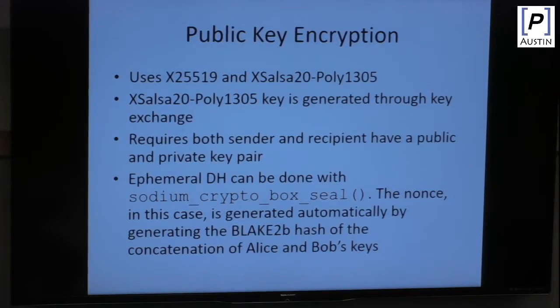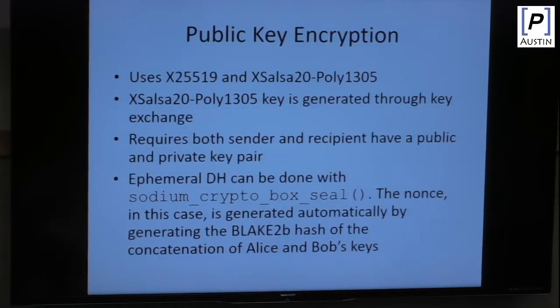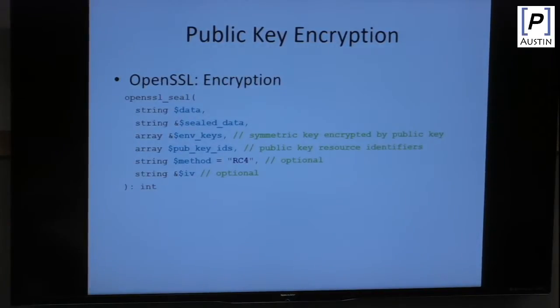So you can do this with Diffie-Hellman, which is the one where the recipient doesn't have to have the public/private key pair. But in that case, for the last one, there's a nonce parameter. So I didn't put the box_seal in because it has enough parameters already. But this is how you do public-key crypto with OpenSSL. So it's much less.